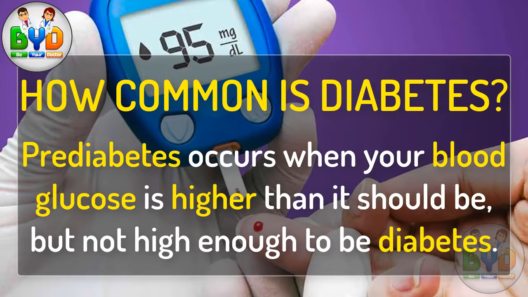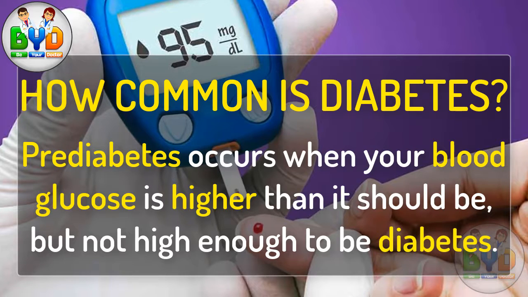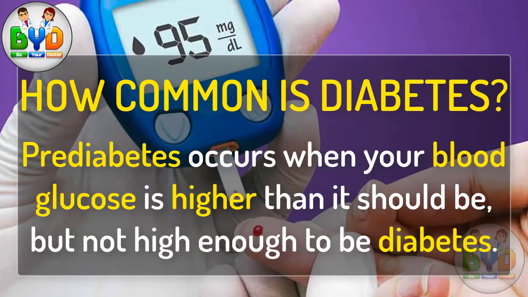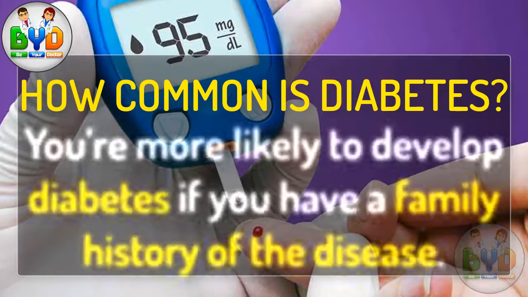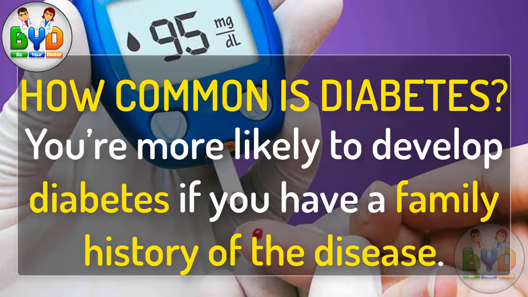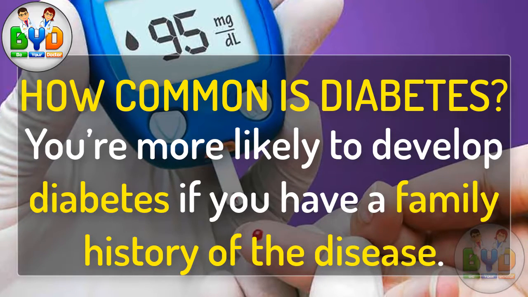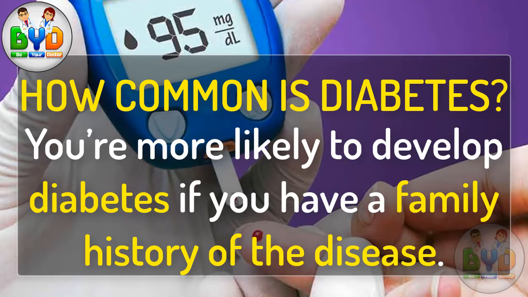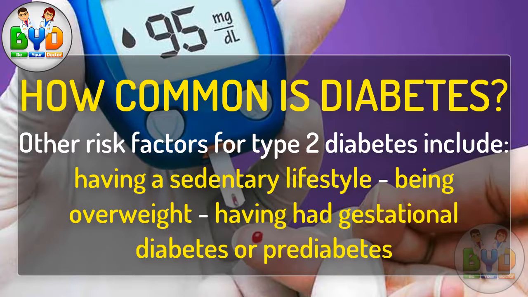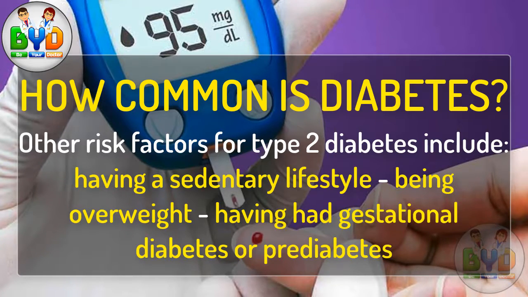Prediabetes occurs when your blood glucose is higher than it should be, but not high enough to be diabetes. You're more likely to develop diabetes if you have a family history of the disease. Other risk factors for type 2 diabetes include having a sedentary lifestyle, being overweight, having had gestational diabetes or prediabetes.